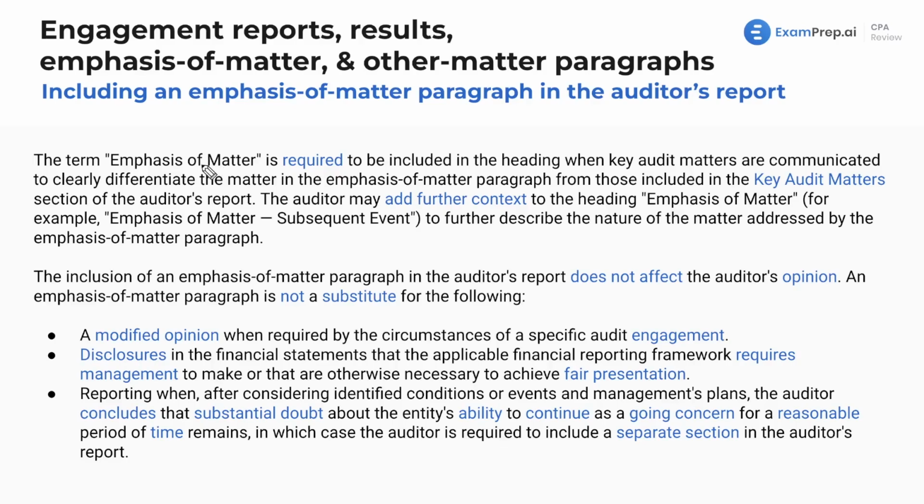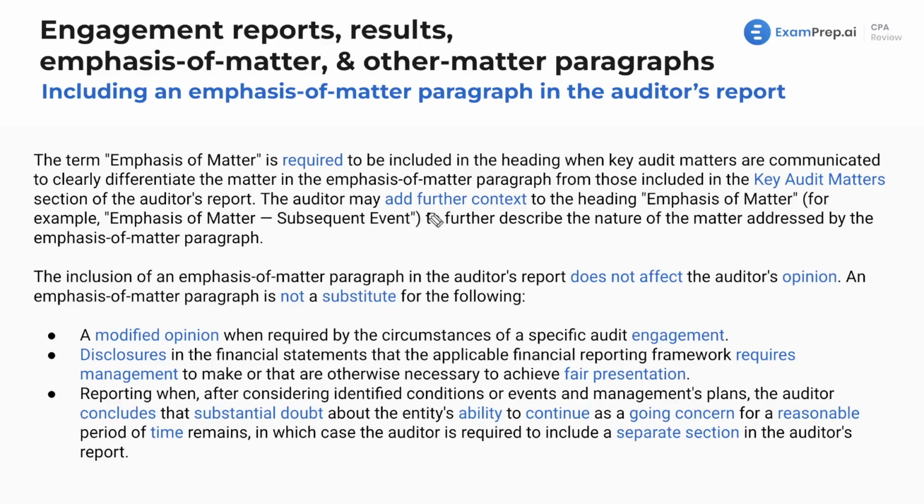But from the reader's perspective, let's pretend you're not an accountant. You haven't taken this wonderful course here. If you see emphasis of matter and key audit matters, these terms may be quite similar to you, and you could easily get confused. So think about it from the perspective of a non-accountant, someone who's just trying to make investment decisions and read these financial statements. So you don't want to confuse anyone. Obviously at this point, we associate emphasis of matter much more with other matter, and we associate key audit matters similarly with critical audit matters, but someone who's not familiar with that differentiation might understand these to be very much the same.